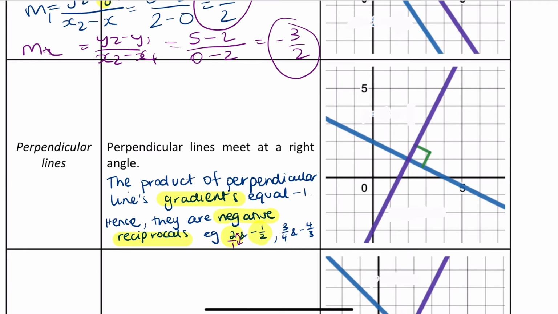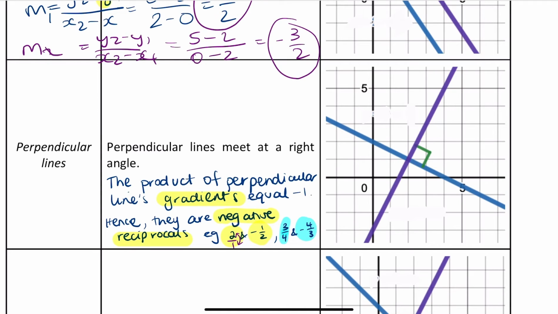With this one, we've got 3 over 4. If we flip that, put the 4 at the top, the 3 at the bottom, and put a negative in front of it, its negative reciprocal is negative 4 over 3. And these multiplied together make negative 1, because 4 divided by 4 is 1, 3 divided by 3 is 1, and minus 1 times 1 is negative 1. And that's how you prove that they are negative reciprocals of each other, other than just by sight.